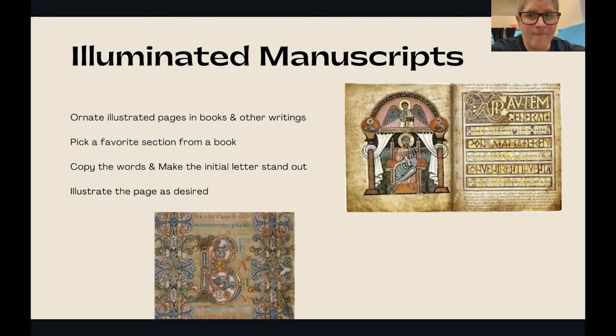So that's what we're going to make today. We're going to make our own version of an illuminated manuscript. So you can pick any book you like, whatever your favorite book is. Pick a small section is what I recommend. And we're going to copy the words down and try our best to do something like this. But it can look however you want it to look. So I'm going to move over to my project.